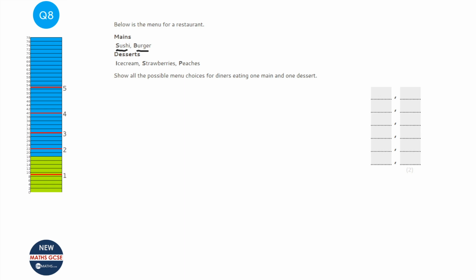So the way to start this is just look at sushi first and go through the combinations with sushi. So we can have sushi and ice cream. We can have sushi and strawberries, or we can have sushi and peaches. Now that's it for sushi. So I've done sushi, and now I'm going to focus on burger. So we can have burger and ice cream, we can have burger and strawberries, and we can have burger and peaches. And if you do it systematically like that, you know you haven't missed any.